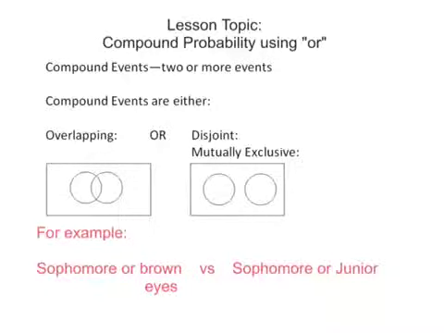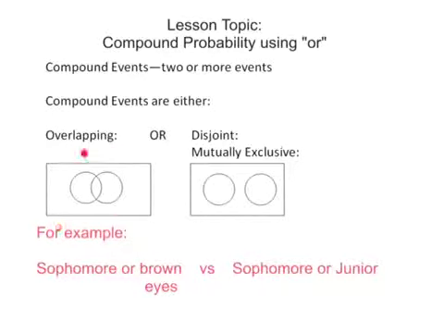The lesson topic for this video is compound probability using OR. Alright, so compound events, you guys, are two or more events. Okay? So in the two events, we've got two things that can happen. Events are either overlapping or they are disjoint, which is another way of saying mutually exclusive. Okay? Exclusive of each other.